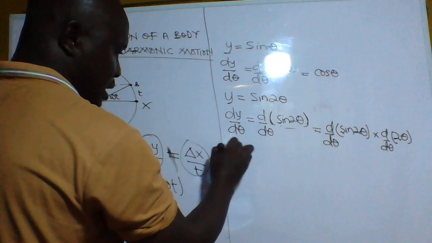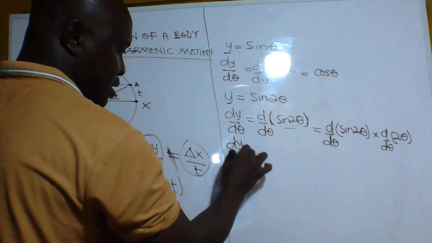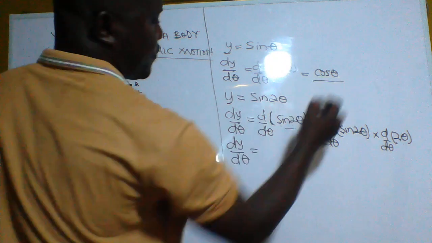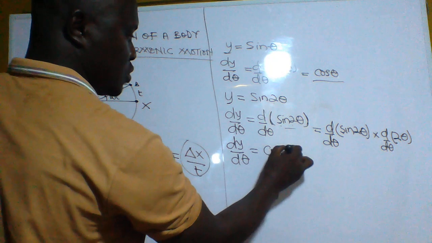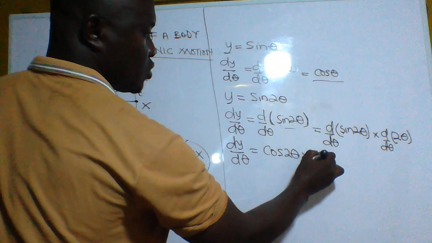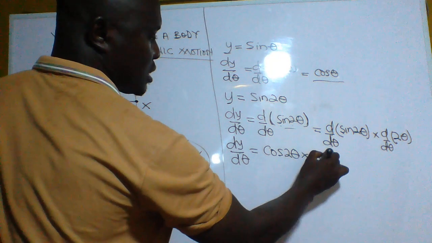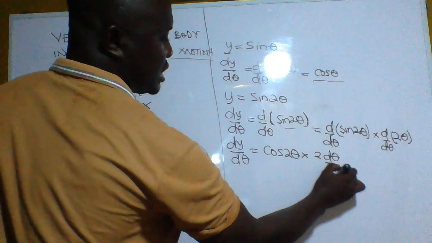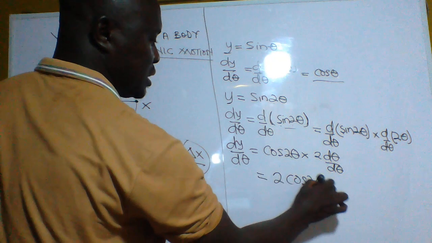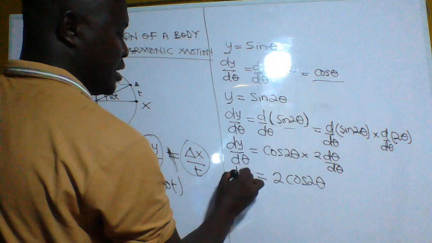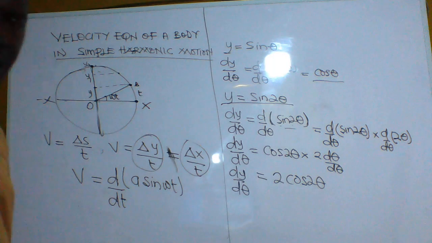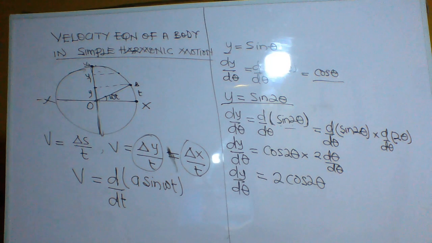So the result of this will be equal to, when you differentiate a sine function, it's equal to a cosine function. So cos 2 theta times, when you differentiate 2 theta, it is equal to the coefficient, 2. So in effect we have 2 cos 2 theta to be the differential of this sine function. All right, so that is it.